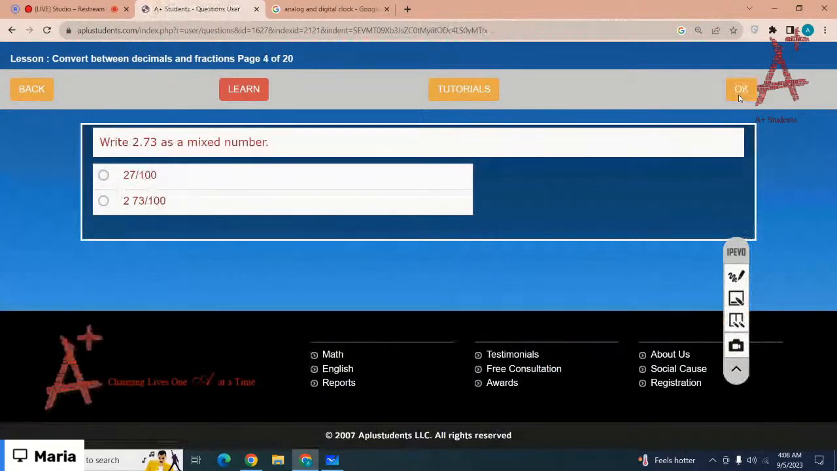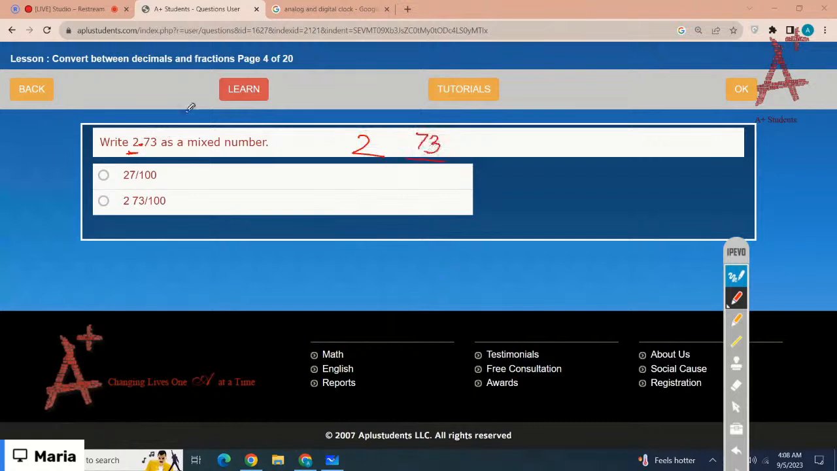Write 2.73 as a mixed number. You are given a decimal, you have to write it in fractional form, right? So that 2 is the whole number, right? Then you have 73. So that means you have two digits right after the decimal point. So you have to add two zeros. So it would be 2 whole 73 over 100. So the correct option is option number 2. It is 2 whole 73 over 100.